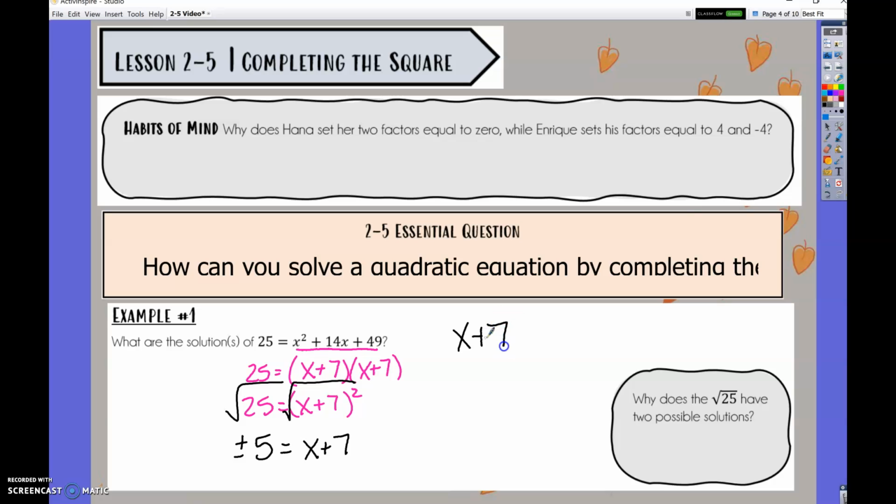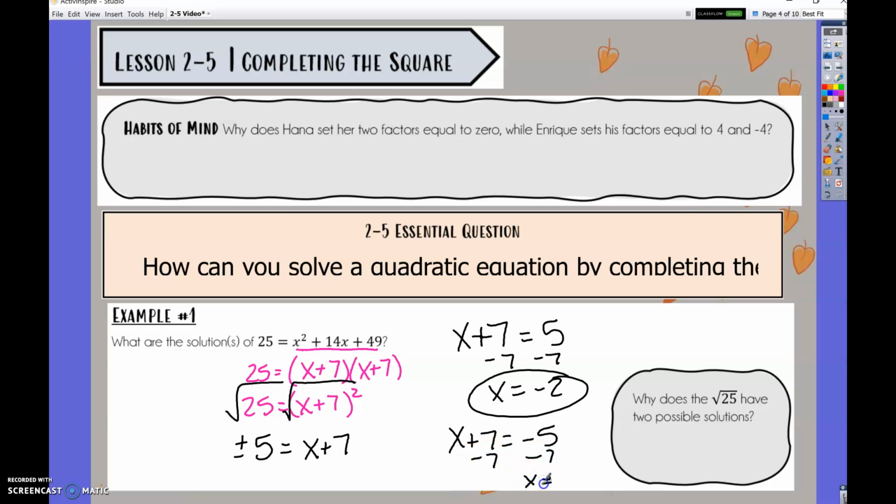And here's where we branch out. X plus 7 equals a positive 5. So we want to subtract 7 from both sides here. And that would give us a -2 for one of our zeros. And then, of course, x plus 7 equals -5. X would be -12. Those would be your zeros.